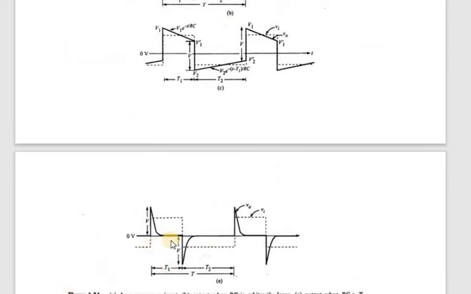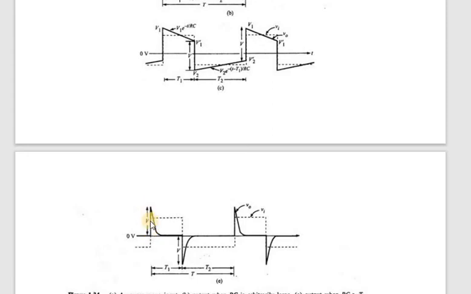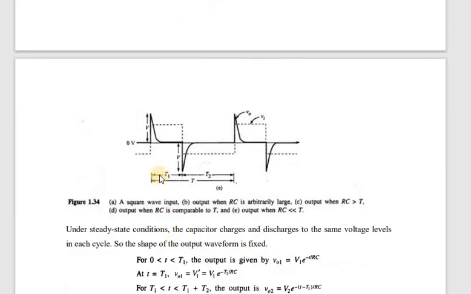Then the third one, RC is less than T: you will get the spikes here, positive and negative spikes. But the condition is that the amplitude of these spikes will be twice the input voltage. What is the input voltage? From here to here you got a V, correct? V equals V dash plus V double dash, from the positive end to the negative end. But here it is V and here it is V, so completely it has become 2V. So it will be twice the input voltage. Fine, I hope you are clear.